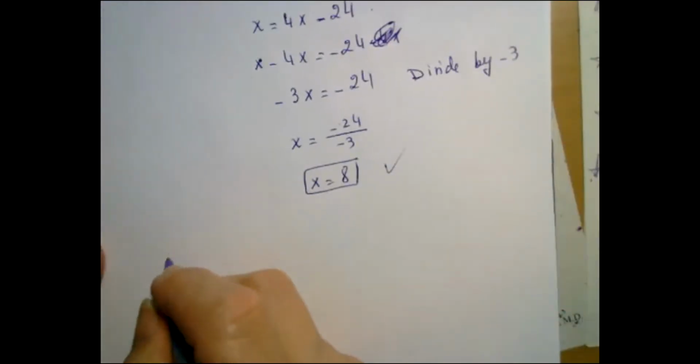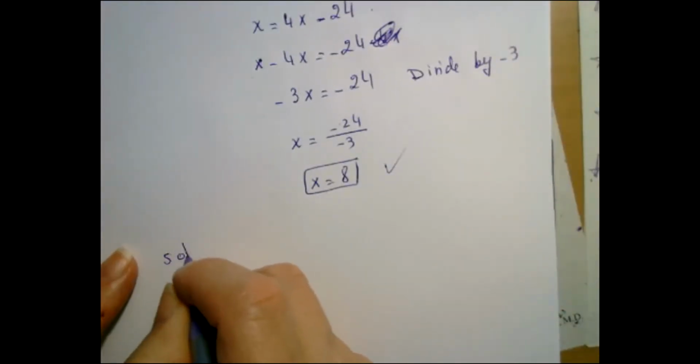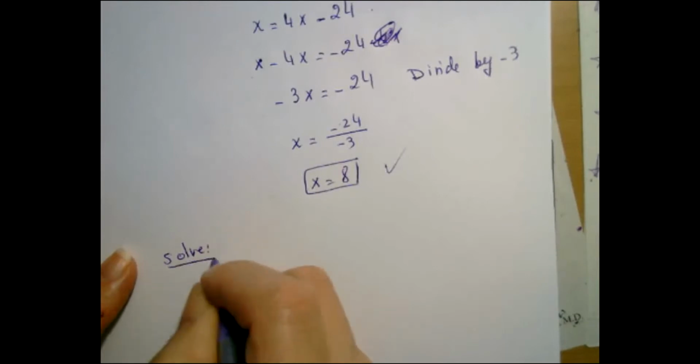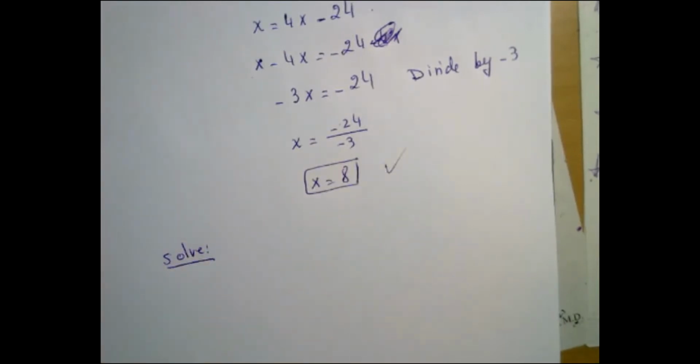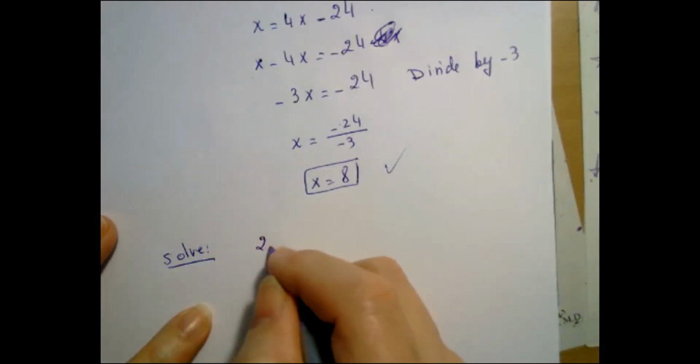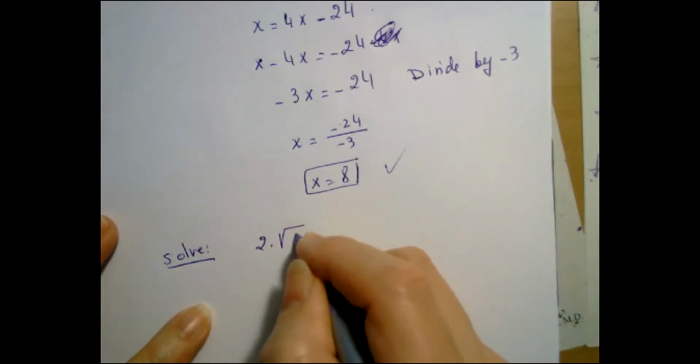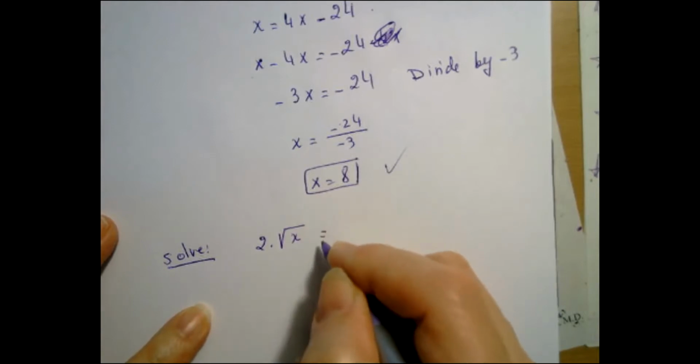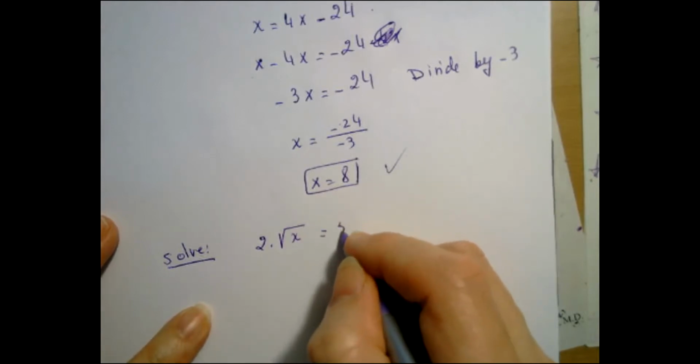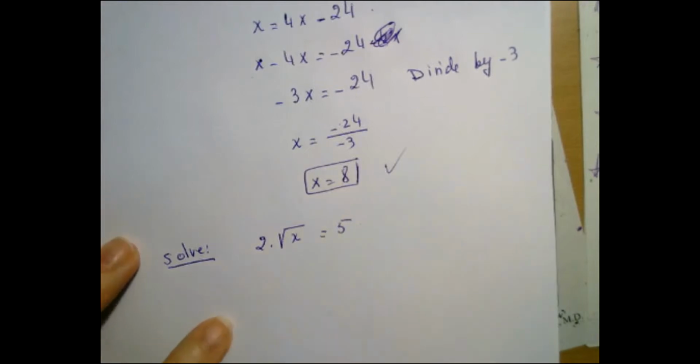All right. Now, along the same line. So suppose I tell you to solve the following equation. 2 times the square root of x equal to 5. Okay? Very good. What do you want me to do?